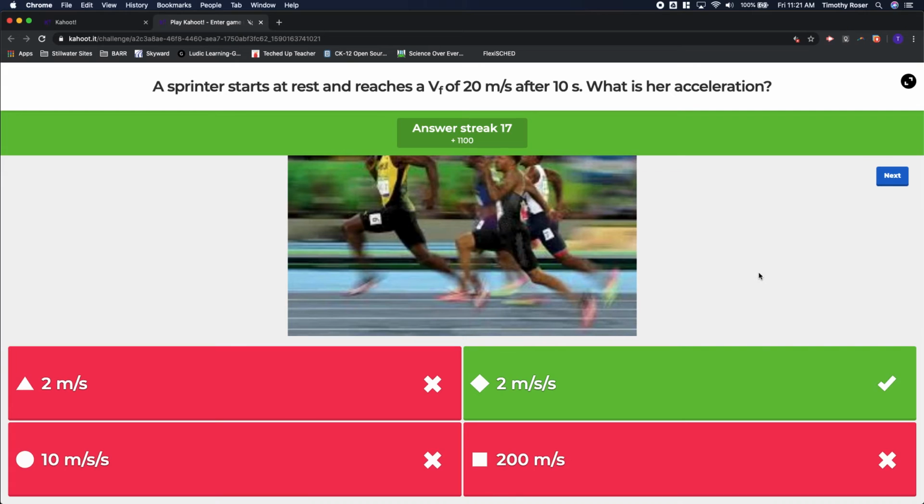And what that means is every second the sprinter's velocity increased by 2. So after 1 second, the velocity was 2 meters per second. After 5 seconds, the velocity was 10 meters per second, and after 10 seconds, the velocity was 20 meters per second, which would be very fast.